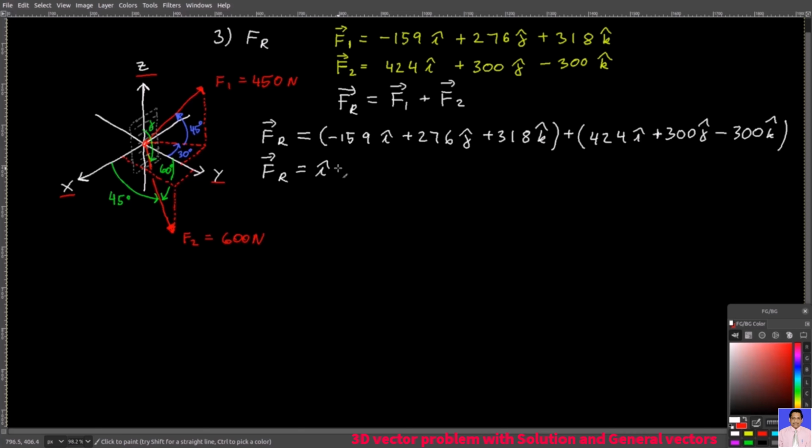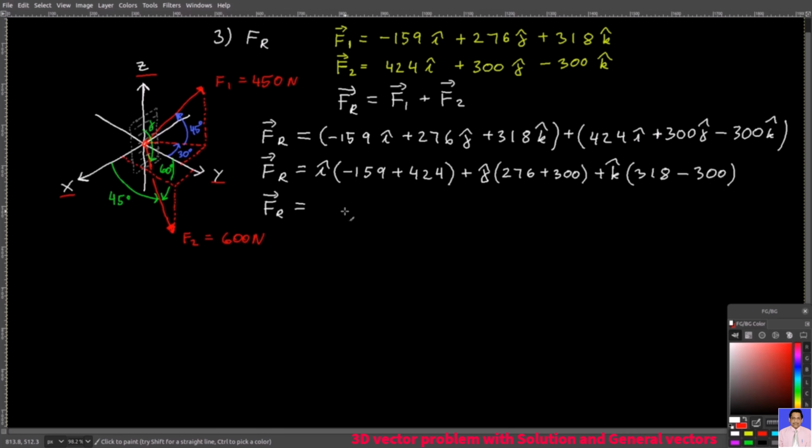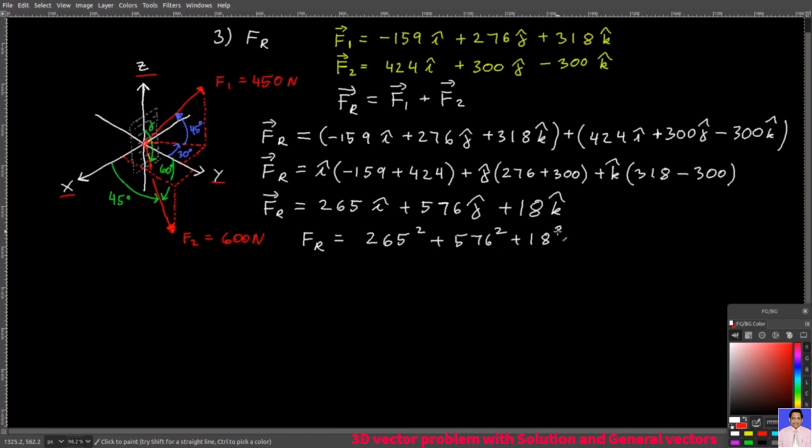First I add up the i components, minus 159 plus 424. Then I add the j components, 276 plus 300. And then I add the k components, 318 minus 300. So FR equals 265 i plus 576 j plus 18 k. And that means that the magnitude of FR equals the square root of 265 squared plus 576 squared plus 18 squared, so I have 634 newtons.